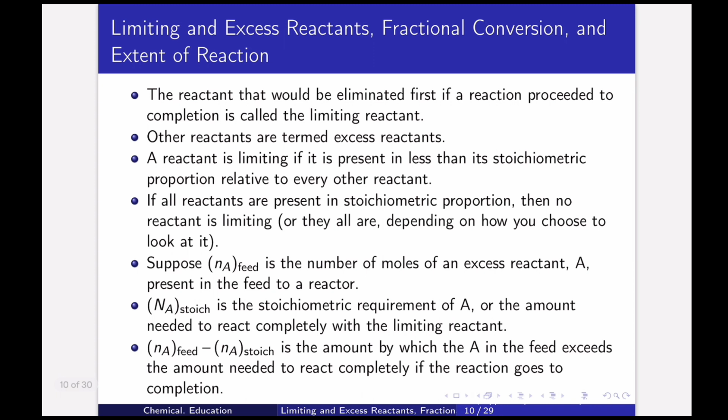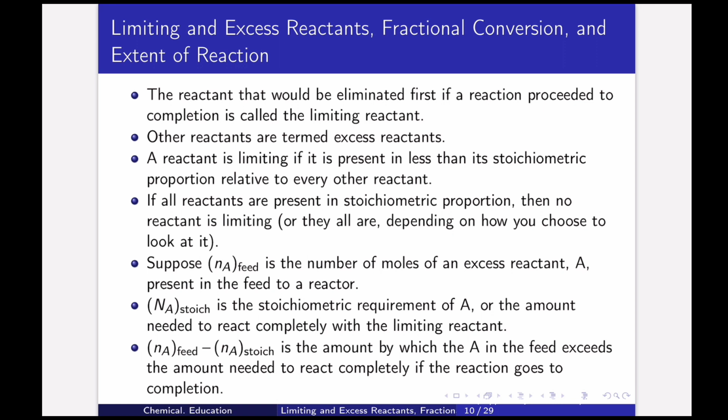Now here we can get some information on the limiting reactant, excess reactant, fractional conversion, and extent of the reaction. The reactant that would be eliminated first if a reaction proceeded to completion is called the limiting reactant, which we already know. Other reactants are termed excess reactants. A reactant is limiting if it is present in less than its stoichiometric proportion relative to every other reactant. If all reactants are present in stoichiometric proportion, then no reactant is limiting, or they all are, depending on how you choose to look at it.